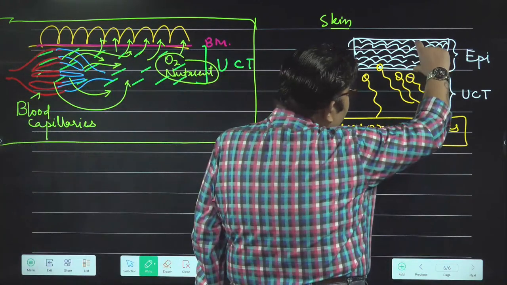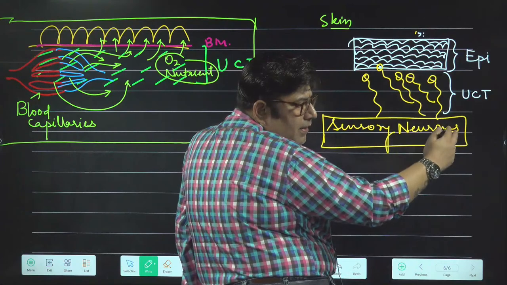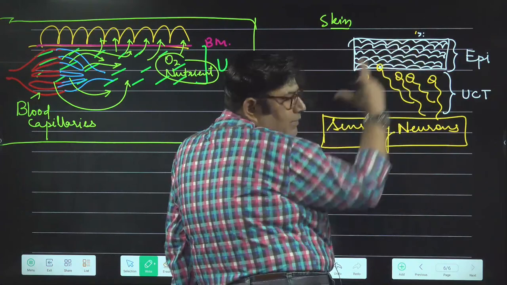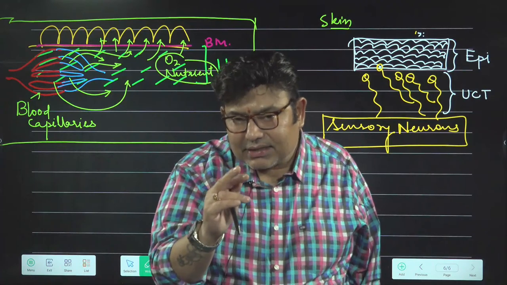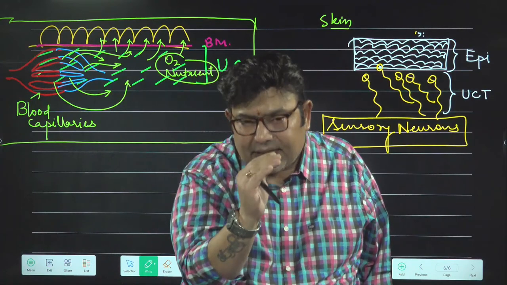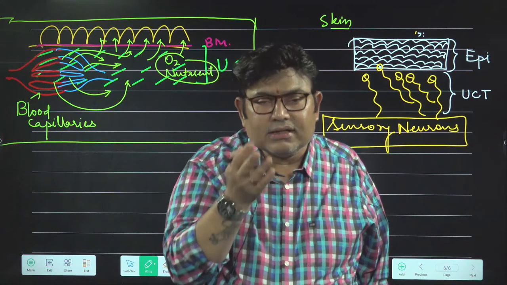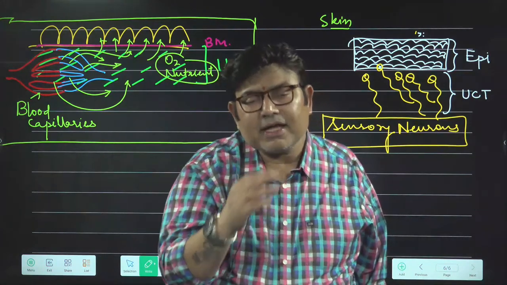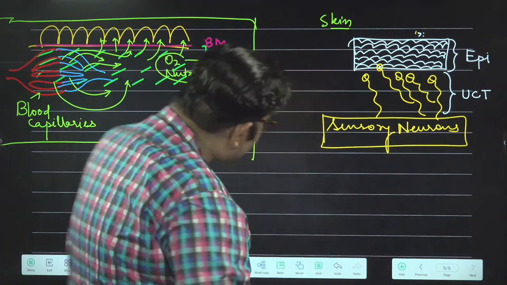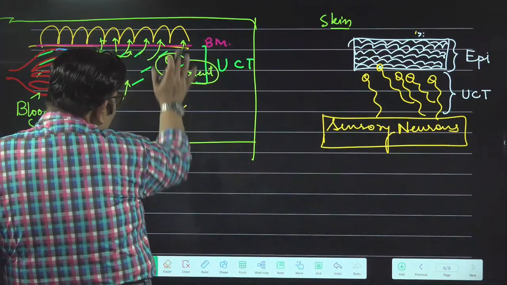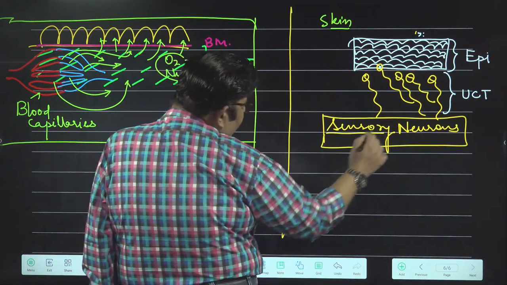Okay. So this layer is not that thick that if you make a touch here, these are not stimulated. Maybe in the diagram it may look like a big thing, but in reality it is not that thick that the neuron lying just behind it cannot be stimulated if we have a touch or any pressure on the skin. It can sense. Understood? Okay. So yes, the blood supply is from the UCT, and the sensory neurons and sensory nerves are also in the UCT.